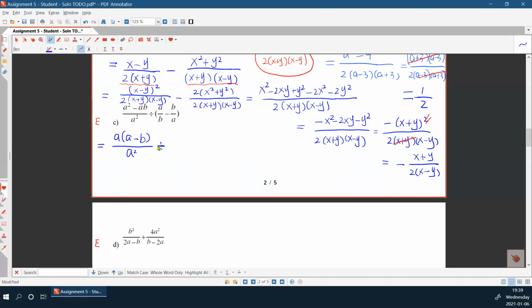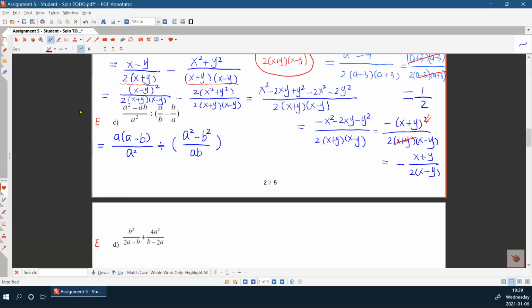Okay, divided by, okay, for the next term, it's obvious that the least common denominator is ab, right? So what's left in the numerator is a squared minus b squared. Okay, do you understand? From the original expression to this step, do you understand, Emily?